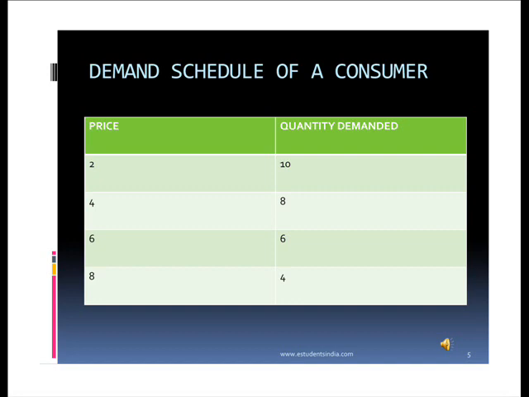When the price of the commodity is rupees 2, the consumer purchases 10 units of the commodity. When the price is 4, the consumer purchases 8 units. When the price is rupees 6, the consumer purchases 6 units. When the price is rupees 8, the consumer purchases 4 units of the commodity.